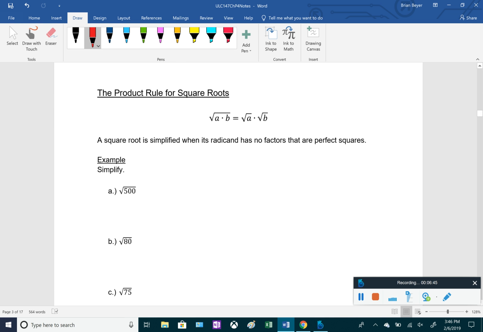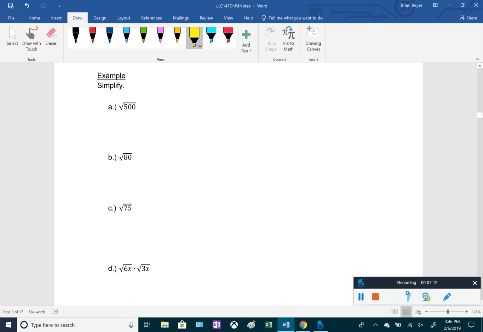So for some rules for square roots, a square root is going to be considered simplified when the radicand has no factors that are perfect squares. We're going to be able to split it up like this. The square root of something times something, we can give them both the square root. We're going to see in a couple of pages that the square root is actually just an exponent, so it's going to have all of the same rules as an exponent. So let's simplify these ones.